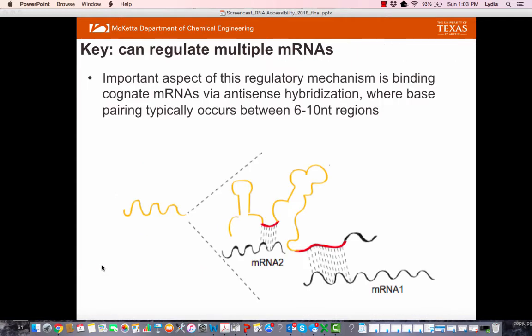An important aspect of a bacterial small RNA is that it can simultaneously regulate multiple mRNAs. Importantly, at the molecular level, this regulatory mechanism occurs via antisense hybridization, where base pairing typically occurs within a small footprint of 6 to 10 nucleotide regions.